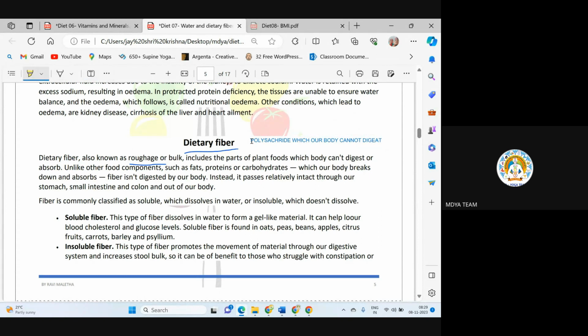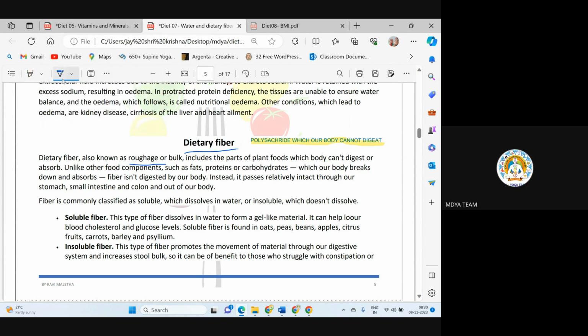Okay. So can you name one polysaccharide? Starch, sir. But starch is digestible in our body, na? That's why we take potato, wheat, and rice. Name a polysaccharide that the body cannot digest, that has zero calorific value. Fiber, generally whatever fibrous part we have in fruits and vegetables.